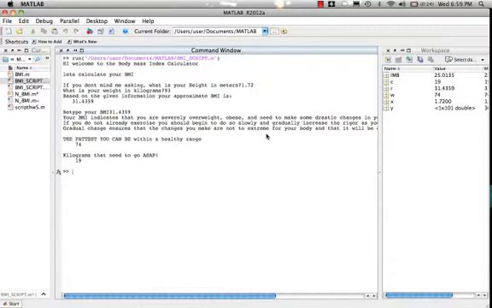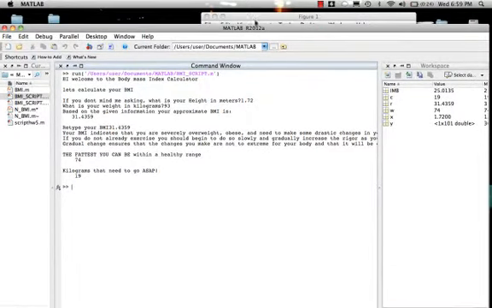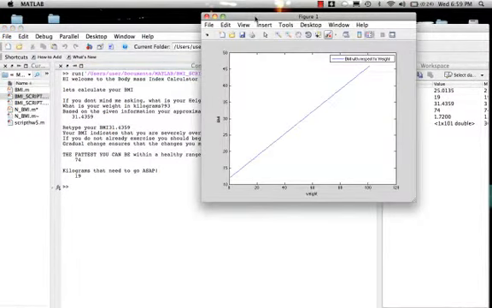You can also see that the figure that pops up is a graph that plots BMI versus weight at the user's height, which is just kind of interesting for them to see the direct correlation and where they would need to be for their BMI and their weight to be appropriate.